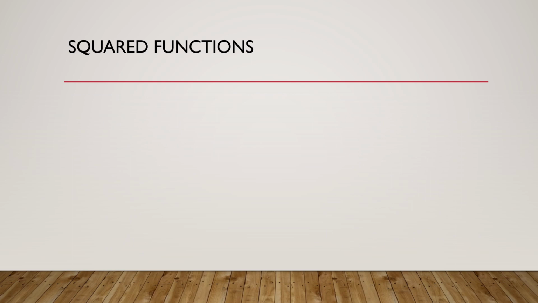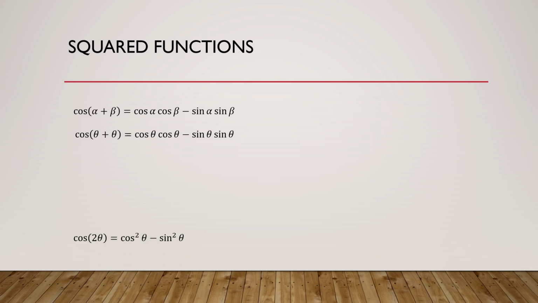To arrive at our square identities, we start with the sum formula, cosine alpha plus beta is equal to cosine alpha times cosine beta minus sine alpha times sine beta. Let's assume that alpha and beta are the same angle called theta. This means that cosine theta plus theta equals cosine theta times cosine theta minus sine theta times sine theta. Simplify to get cosine 2 theta equals cosine squared theta minus sine squared theta.